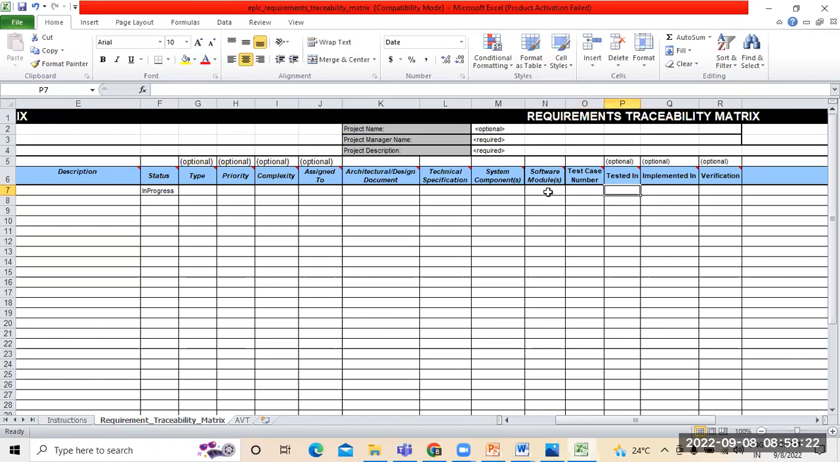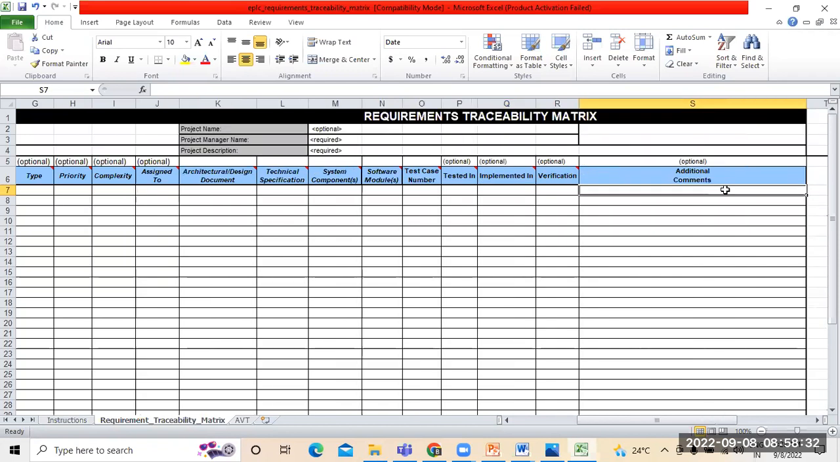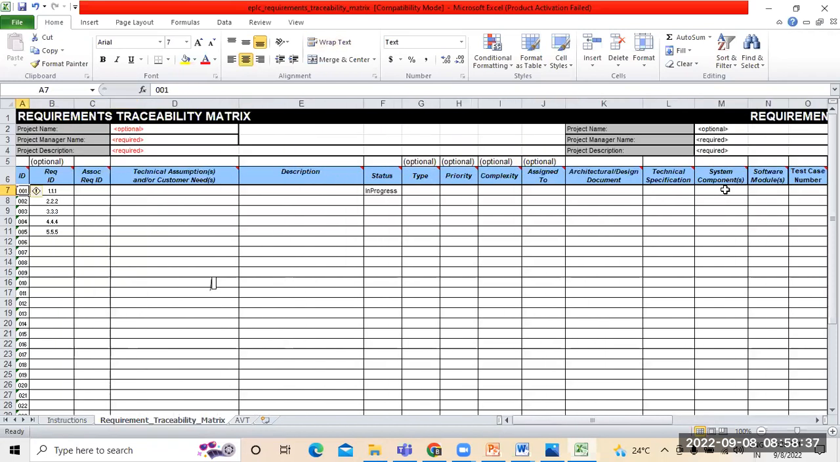Next, testing. In which testing environment have we tested this? Where are we implementing this? At the same time, whether it is verified or not. If it is verified, what additional comments are you going to write? So this is the requirement traceability matrix which the testing team has to prepare. Why? Because at the end of the day, who has to authenticate and authorize the work? Authentication and authorization has to be done by the testing team.